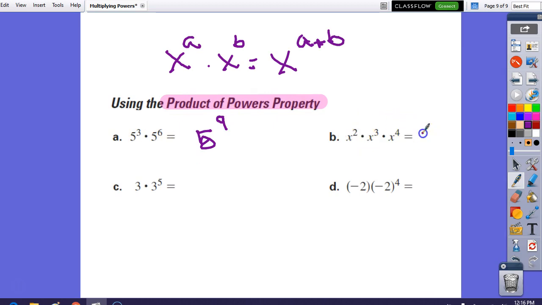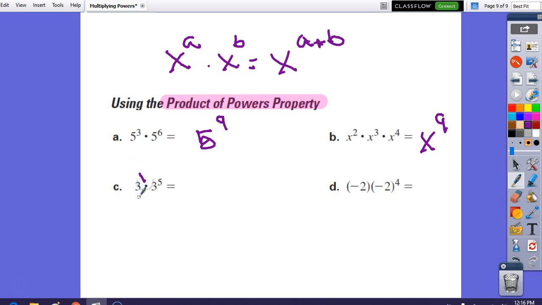In this one, we have x. X is our base. We don't change anything about the base. The base stays the same. 2 plus 3 plus 4 makes also 9. That's kind of cool.